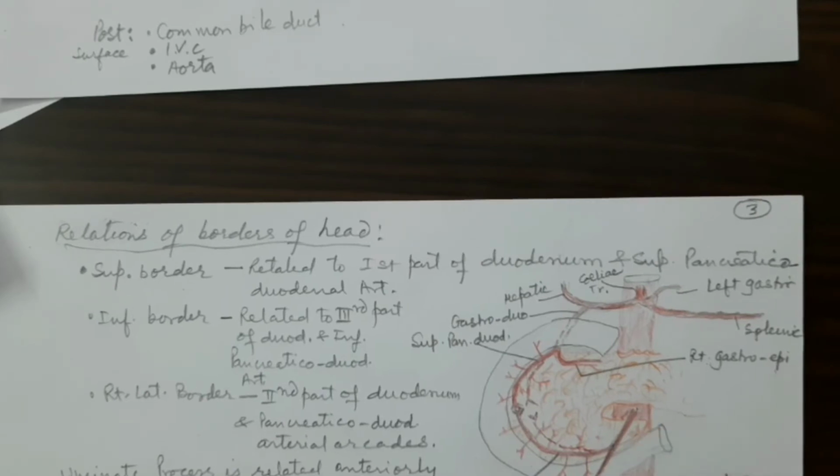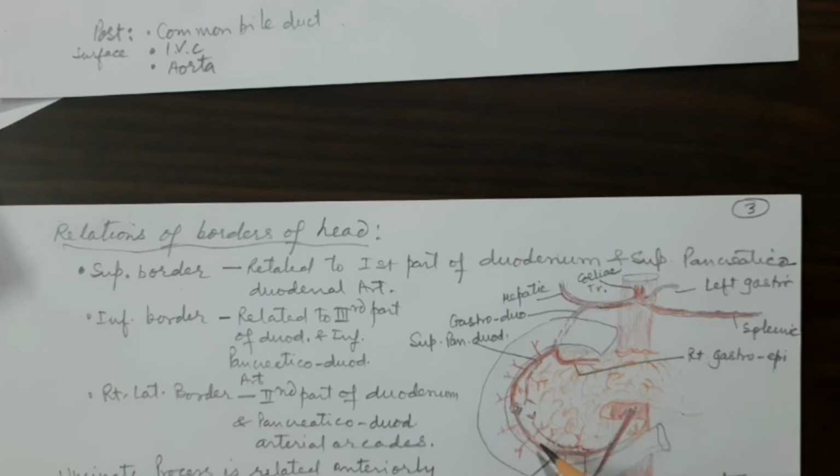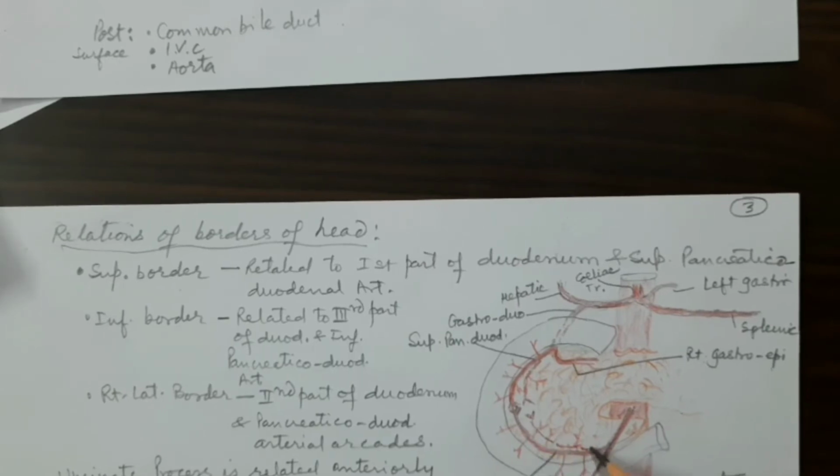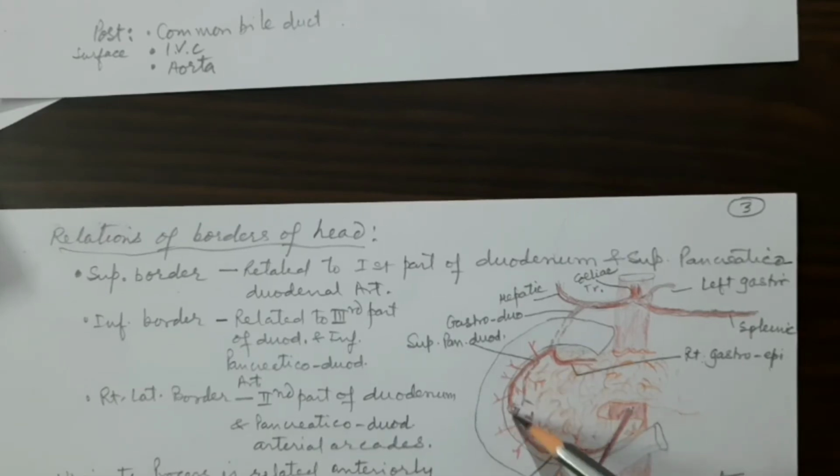Okay, so this is going here. Okay, this was occupied by the vein, that is the superior mesenteric vein. So this is the superior mesenteric artery, which gives a branch, the inferior pancreaticoduodenal, which forms an inferior relation of the head of the pancreas. Then the right lateral relation.